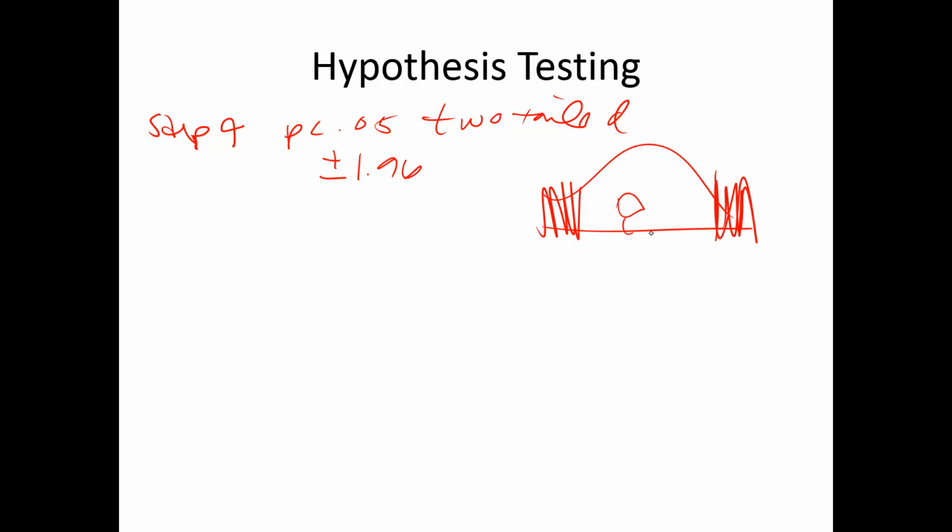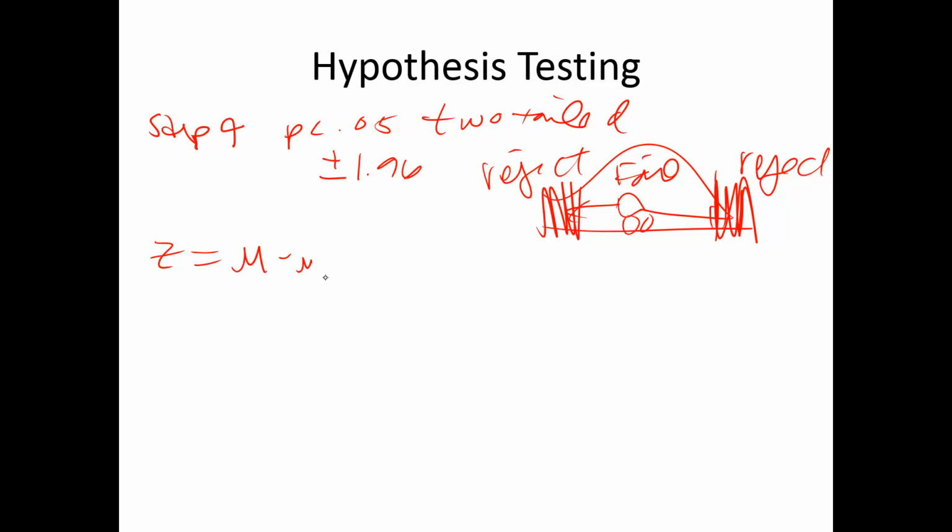Okay, so our little car can go either way. So this is fail in here, and this is reject out here on both sides. Okay. And then let's see here. Let's calculate the actual score now. So z is equal to the mean minus mu divided by standard error. So I've got 0.5 minus 1 divided by 0.14, and that's negative 3.57.